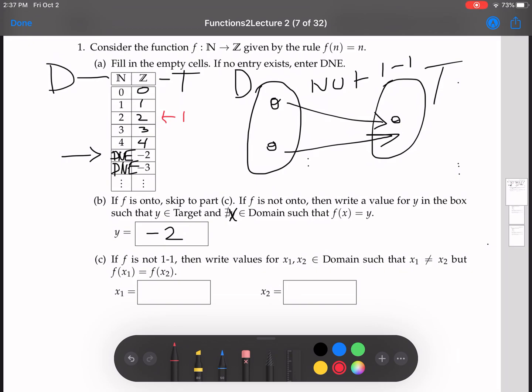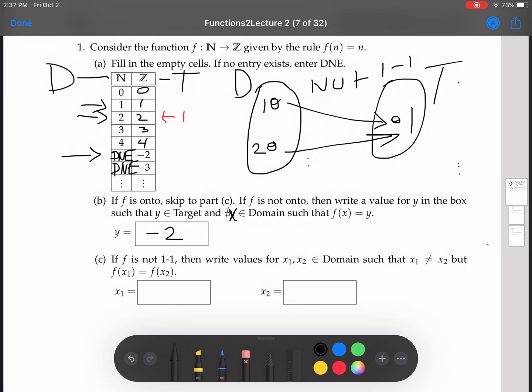Okay, what would this mean? This would mean that we had a 1 here, and then here we have a 1 and a 2. So we'd have a 1 and a 2 both going to the same thing. That would not be 1-to-1. And so really, to tell if something is not 1-to-1, when you look at your table, the question is, do you have any repeated values in the target column?